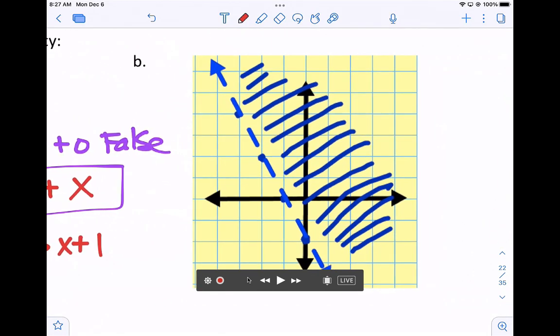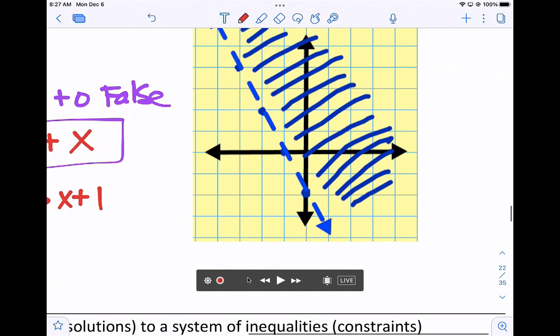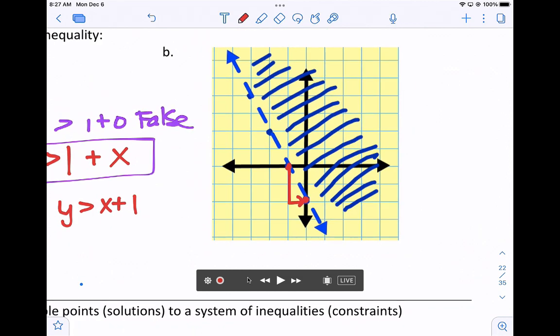So let's take a look at the second one. Again, we'll start with the y-intercept at -2, and our slope is negative. So if I pick another point, it looks like it's going down 2 over 1. So we have -2, and it's minus 2x. And again, we're shading above the line, so I would guess y is greater than that.